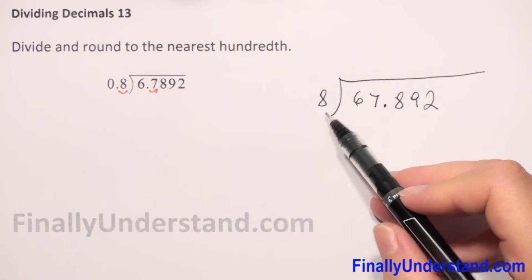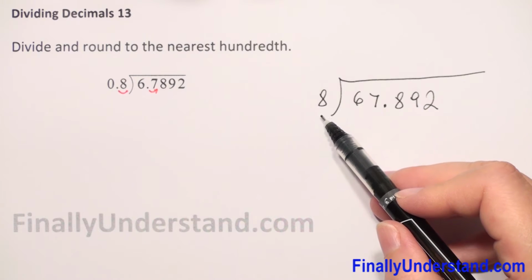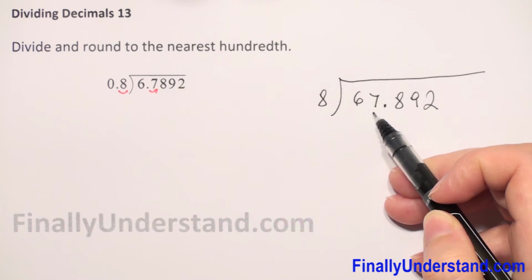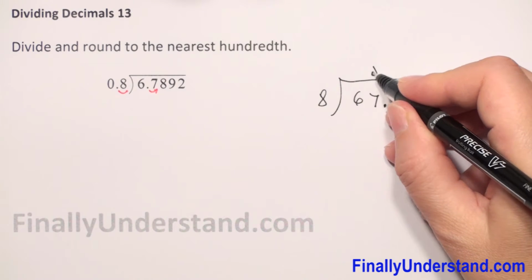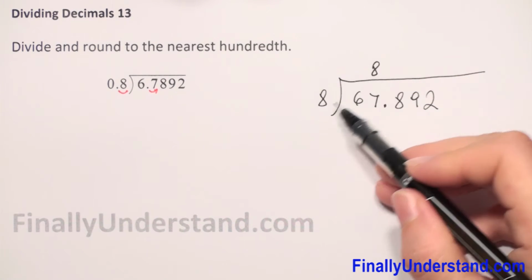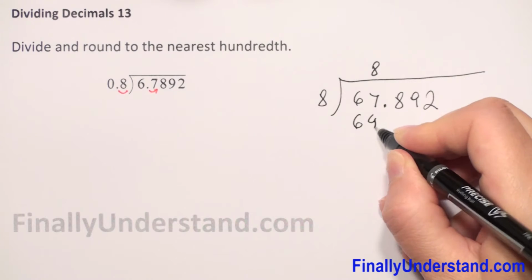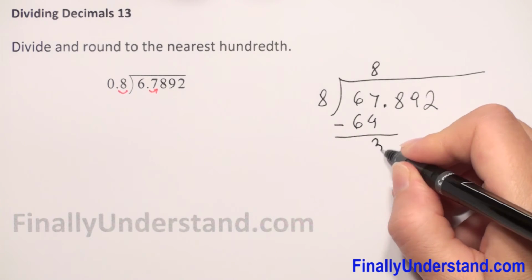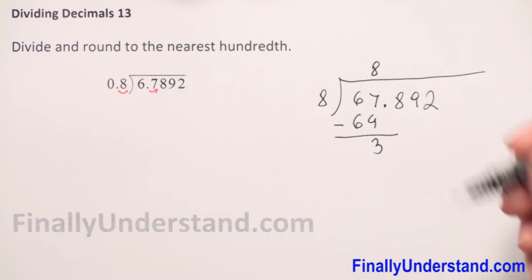So we have to check how many times 8 goes to 67. 8. And now we do multiplication. 8 times 8 is 64. Next, subtraction. 7 minus 4 is 3. 6 minus 6 will be 0. We don't have to write.